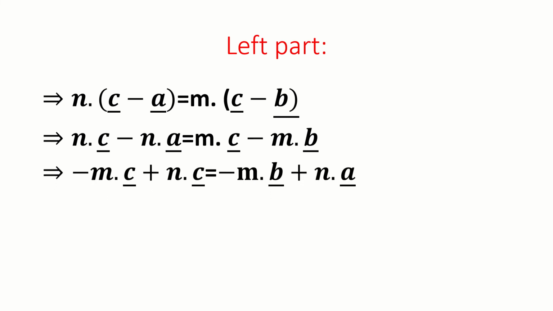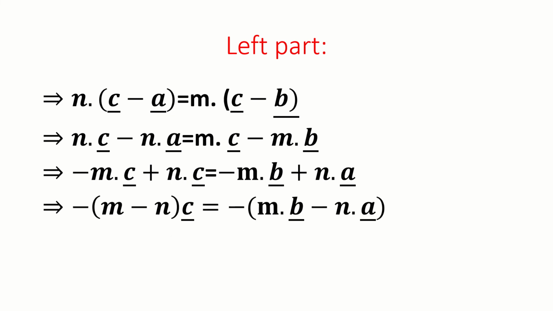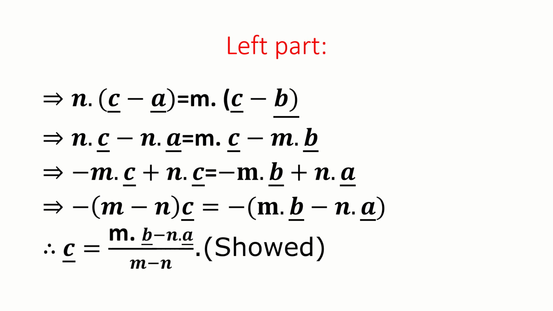Now side change, we will get this. Now take common, we will get this. Both side minus minus omit, we will get C vector equal to (m into B vector minus n into A vector) divided by (m minus n). Short. I think that everybody understands this problem. Okay. Now next.